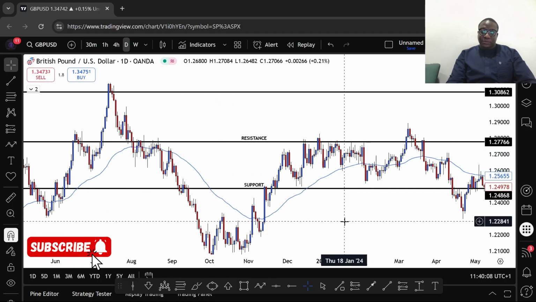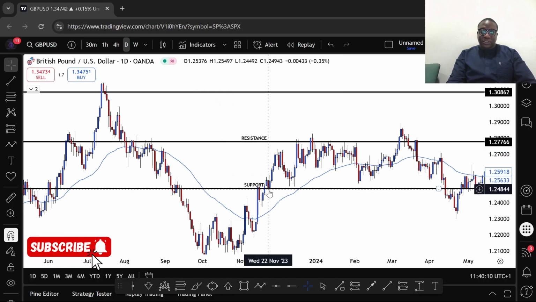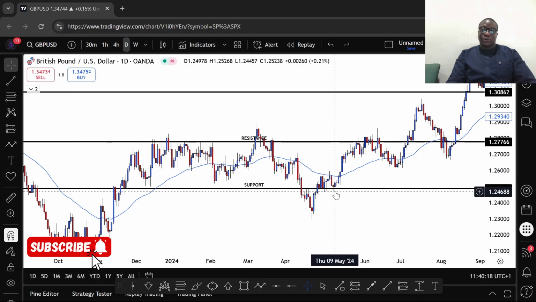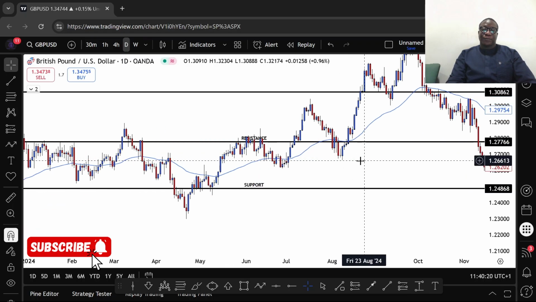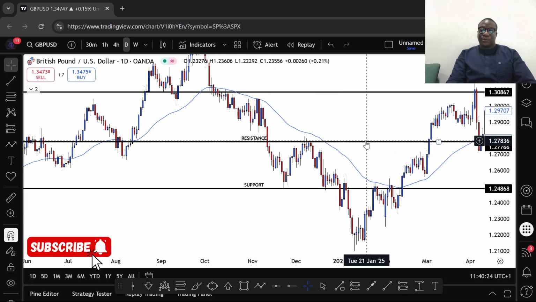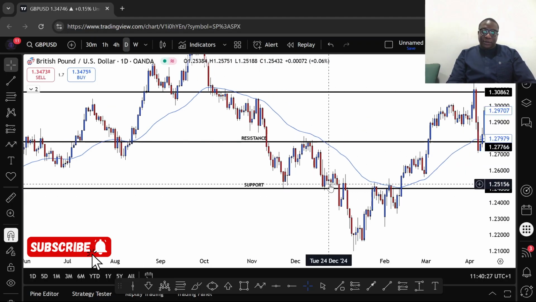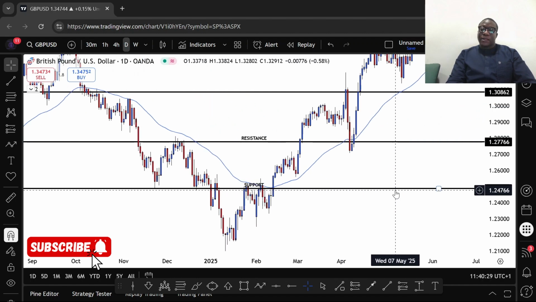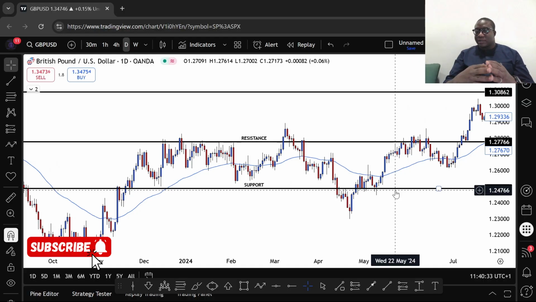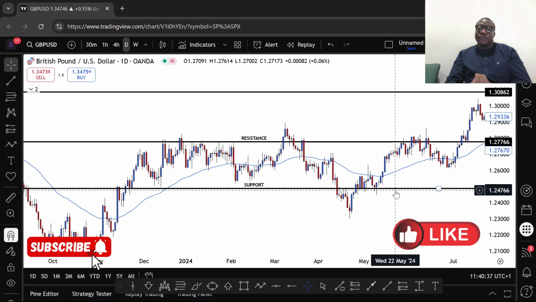Let's look at another example. The market touched this support and bounced up. The market came down to the support again and bounced up. The market came down and gave us a reaction. That is how we consider support and resistance, when the market has gotten to a level previously.